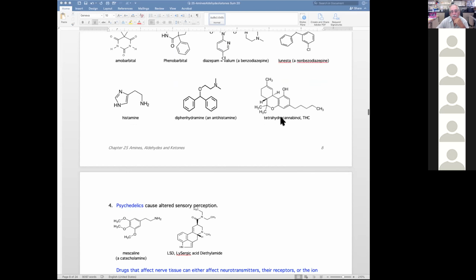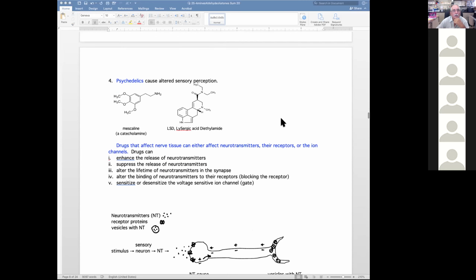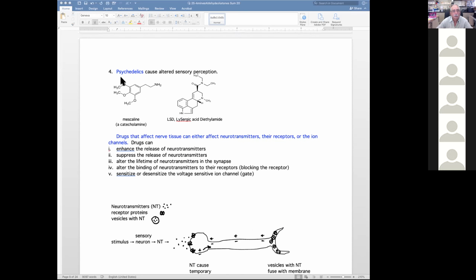So here is THC from marijuana. And we have psychedelics. So here is mescaline. Notice that mescaline is a catecholamine, if you were to take off those methoxy groups right there. Here is LSD. And there's psychedelics.